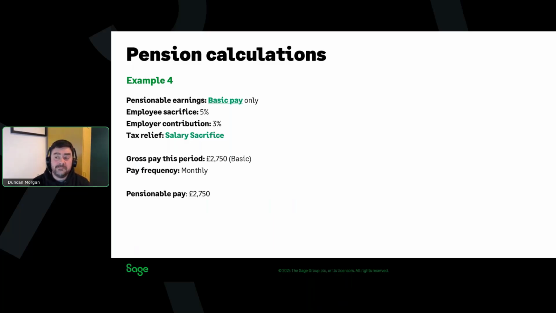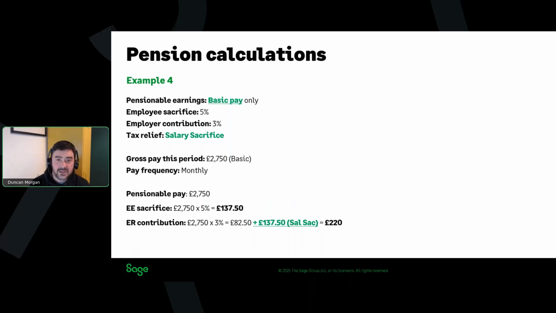So first of all, pensionable pay, pretty simple, £2,750. The employee's salary sacrifice amount is 5% of that pensionable pay, which is £137.50. The employer contribution is the 3% they put in themselves, which is £82.50, plus the amount of the salary sacrifice, £137.50, which gives us a total of £220. So it's all employer contributions because the employee has a salary sacrifice instead of a pension contribution.